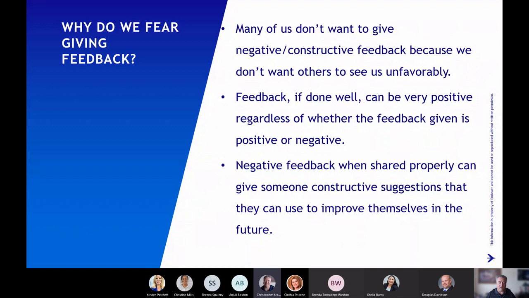Negative feedback, when shared properly, can actually give someone constructive suggestions that they can use to improve themselves in the future. So when you're thinking about giving this negative feedback, remember that some people call feedback a gift. And you could see it that way. Actually, I think even in our system, you can give the gift of feedback. You click the box, gift, and you can give feedback to somebody. That's great, but just make sure that you know why you're doing it. It's because you want to help that person get better at what they're doing.